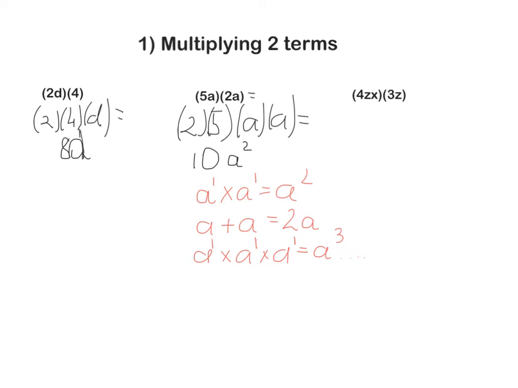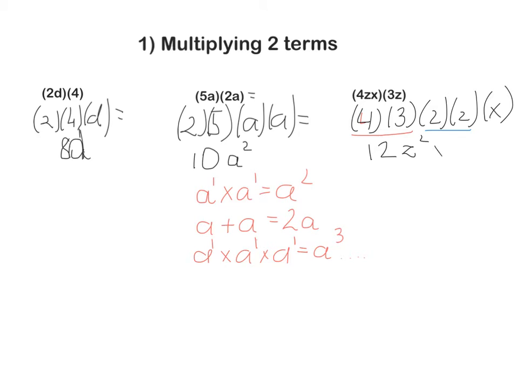But first, let's finish the last question here. What is 4z multiplied by 3z times x? Letter by letter, number by number, okay? So we can write it down as 4 multiplied by 3 multiplied by z multiplied by z and multiplied by x, okay? So 4 multiplied by 3 is 12. Z multiplied by z is z squared, and x. That's it. Okay, so take it down into your copies, please.